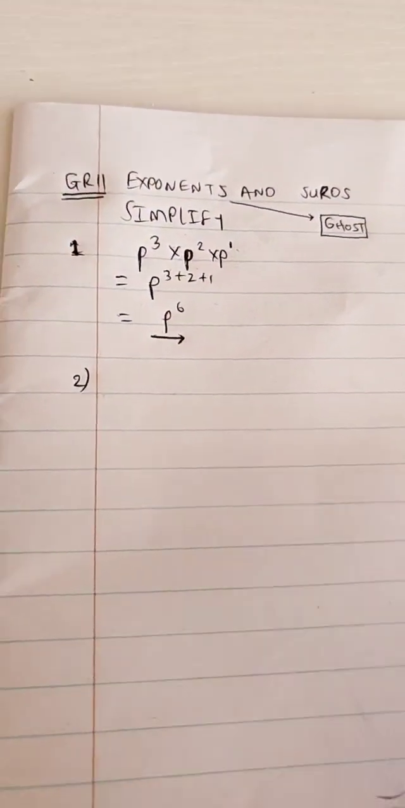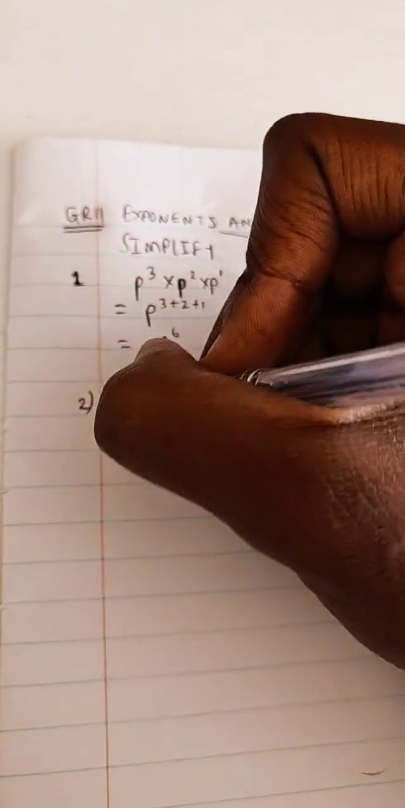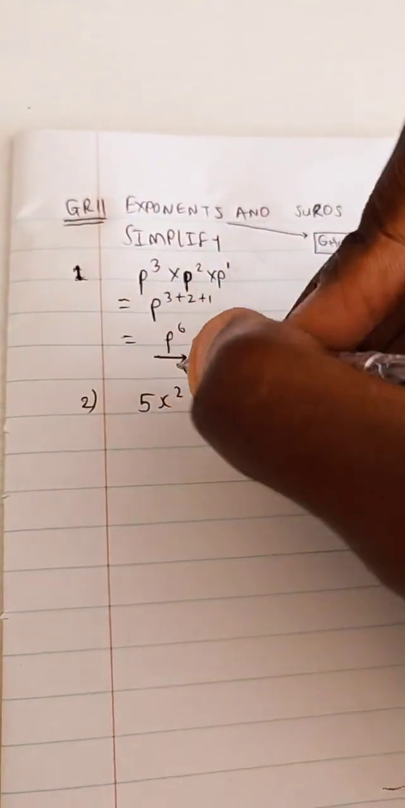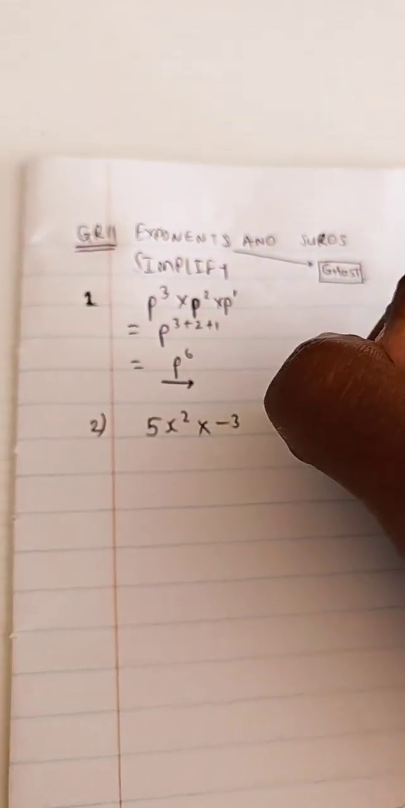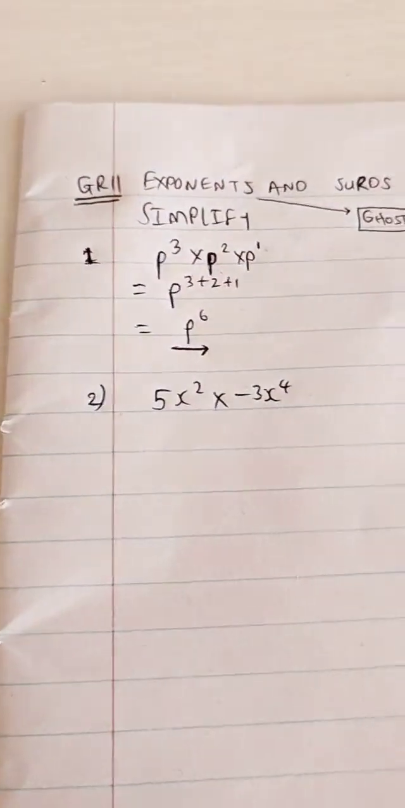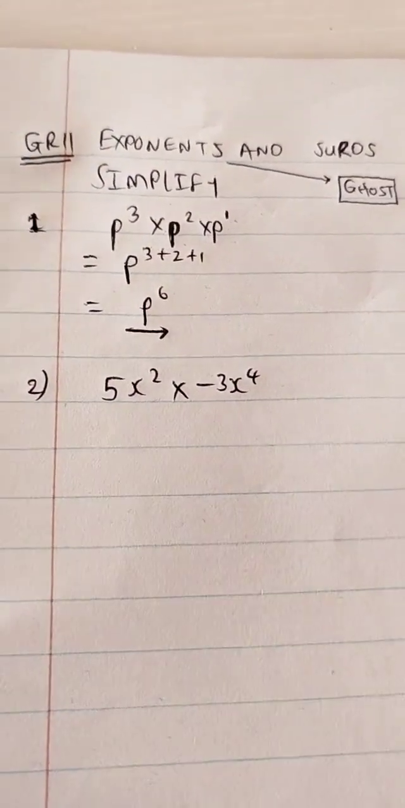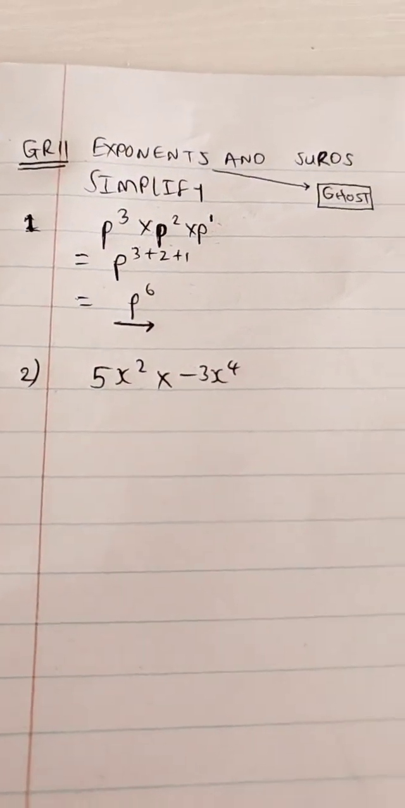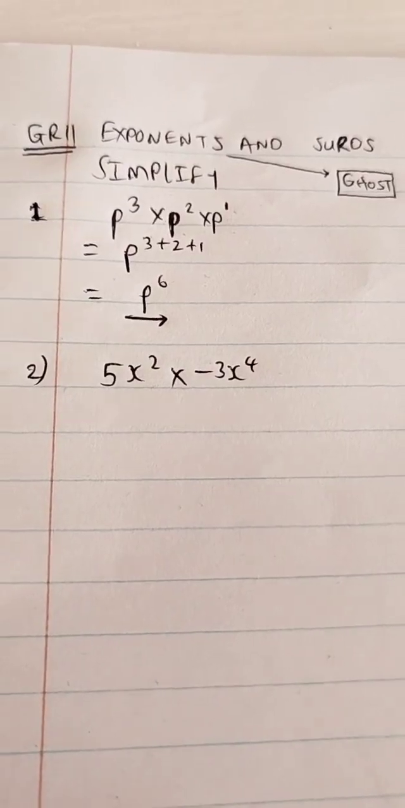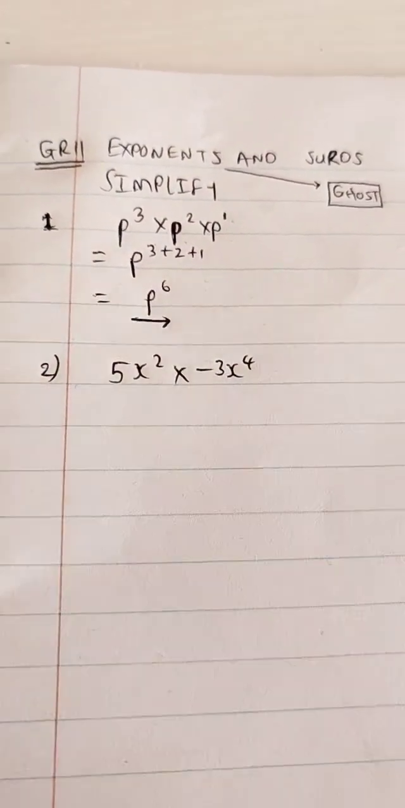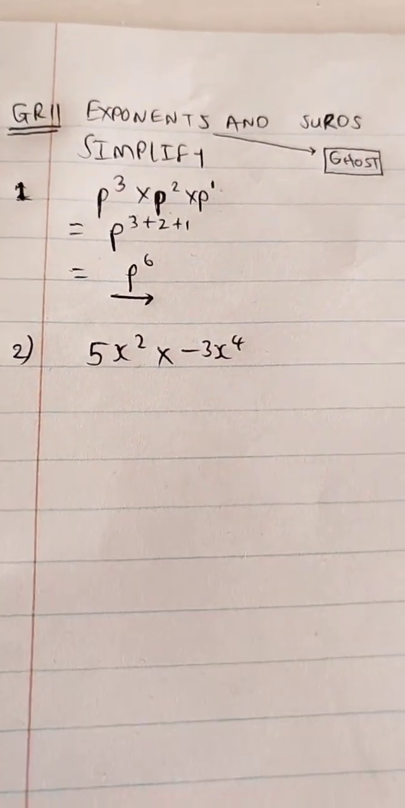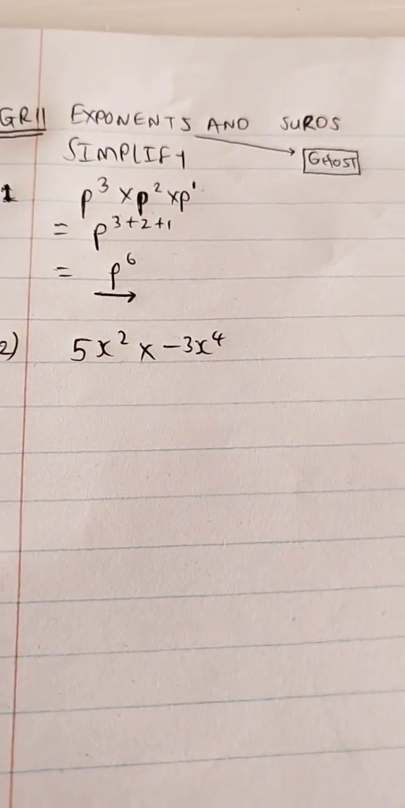Okay, next, number 2. 5x squared times negative 3x to the power 4. Guys, we're just getting into the groove. So please use the comment section. 5x squared times negative 3x to the power 4 is equal to what, guys? Okay, we're just trying to get warmed up, because we want to also know that we know the laws, we know how to apply the laws and all of those things.